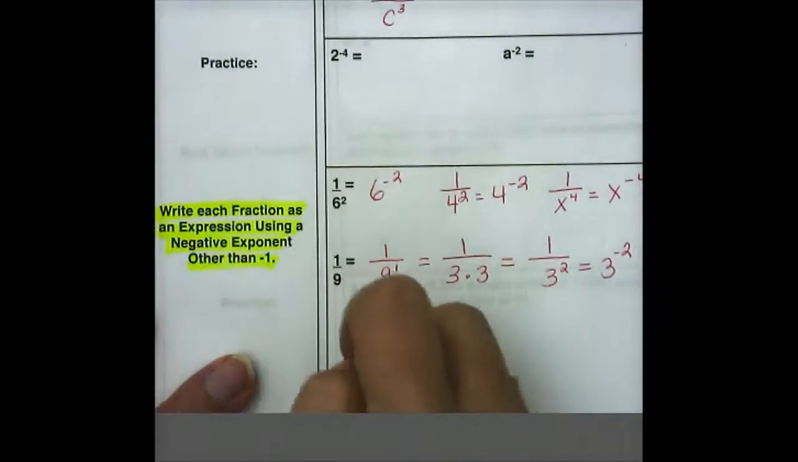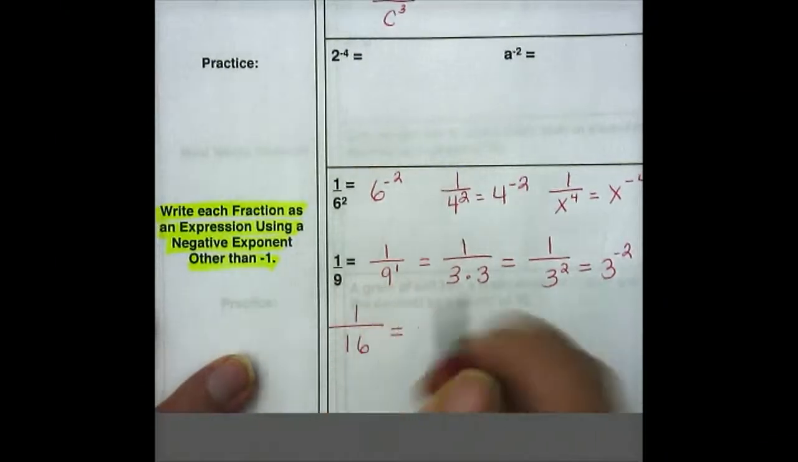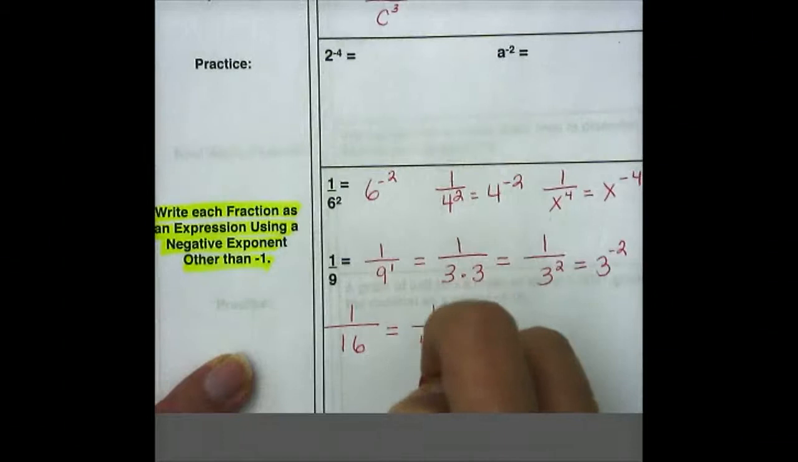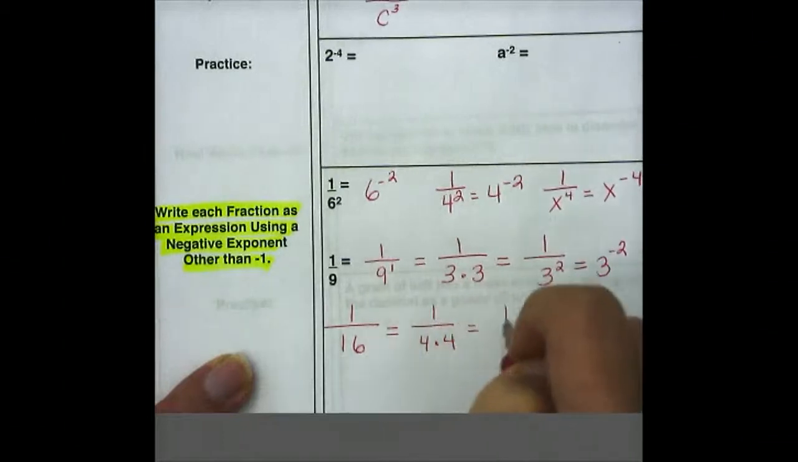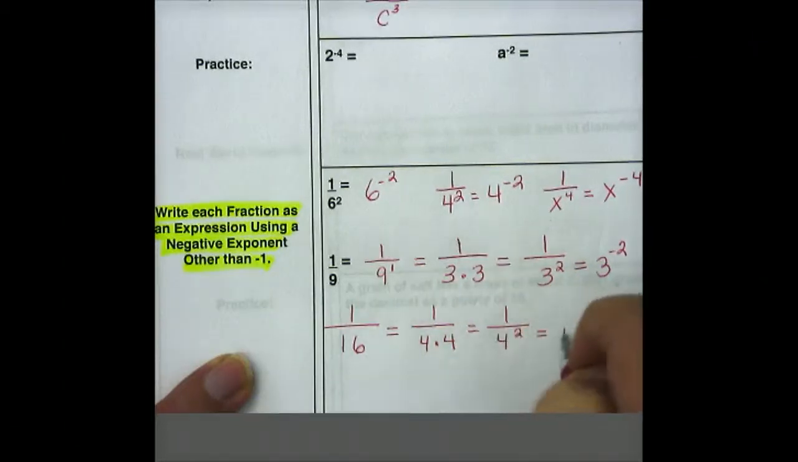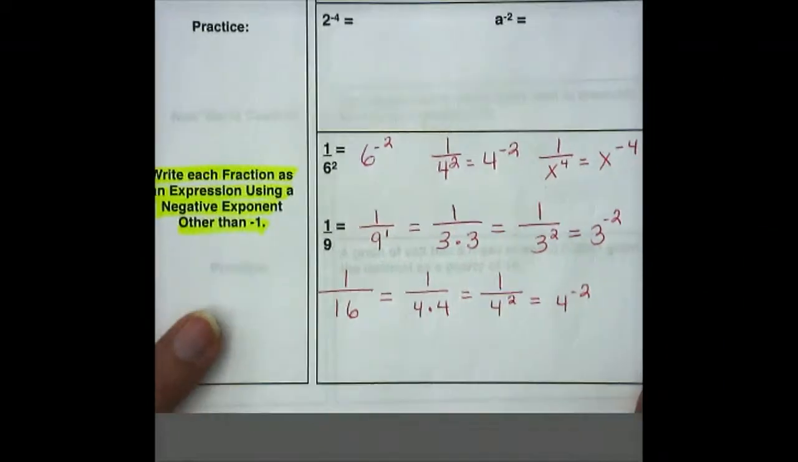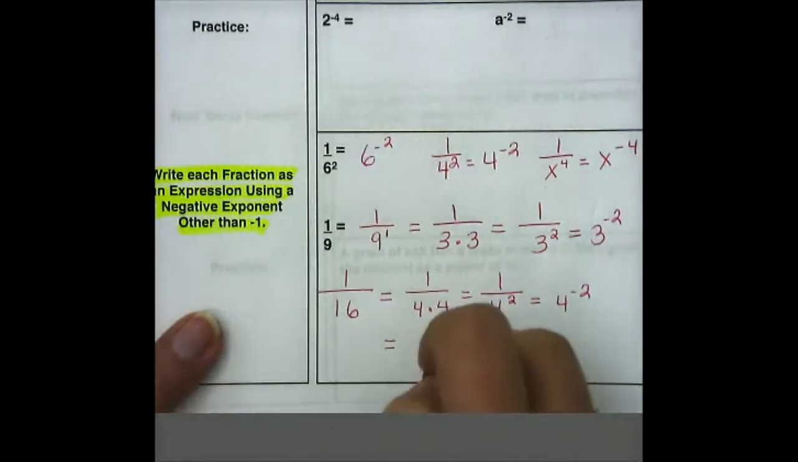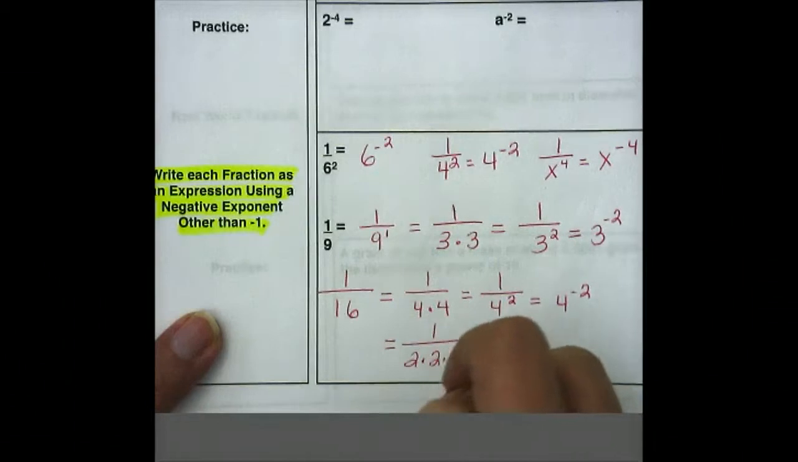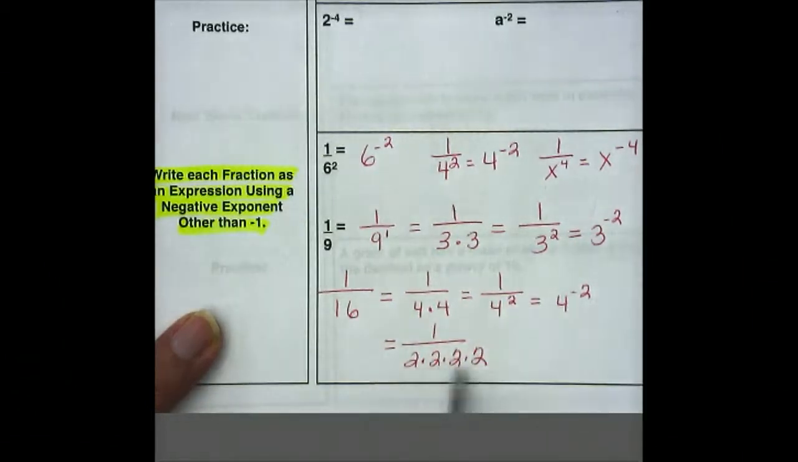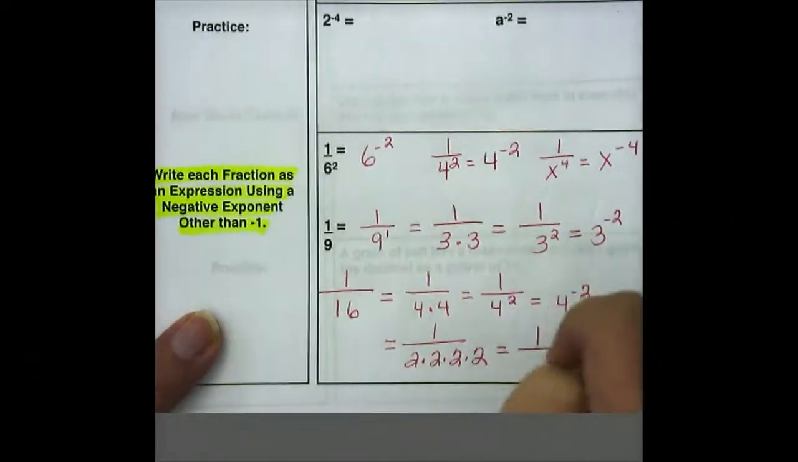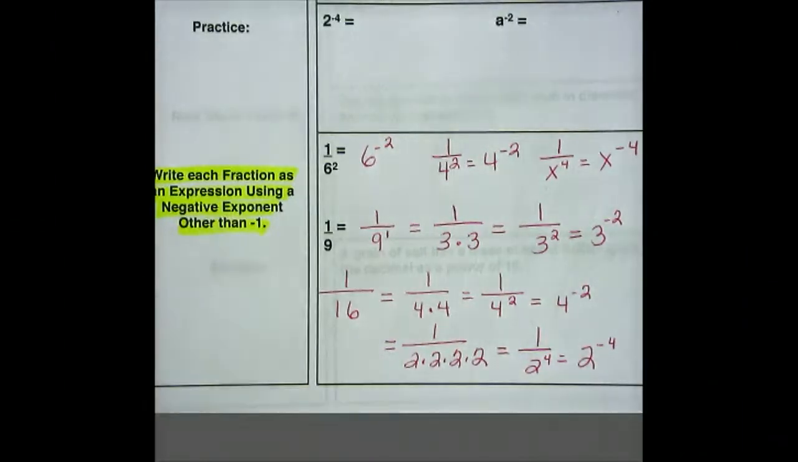So for another example, if we had 1 over 16, we could write that as 1 over 4 times 4 equals 1 over 4 squared, or 4 to the negative second. There's another way we could write it as well, because I know that 1 over 2 times 2 times 2 times 2 also equals 16. So 1 over 2 to the fourth equals 2 to the negative fourth. So basically this is just the opposite of what we've been doing in our math minutes. Let's take a look at the next page of our notes.